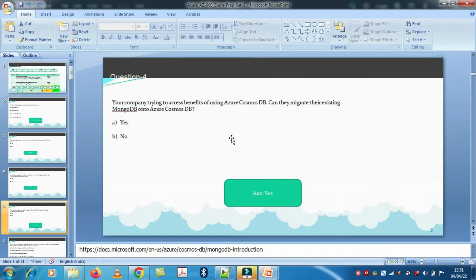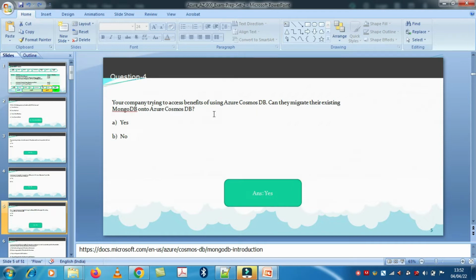Now moving to the next question: your company is trying to access the benefit of using Azure Cosmos DB. Can they migrate their existing MongoDB onto Azure Cosmos DB? Yes, absolutely you can migrate, because when you migrate MongoDB to Azure Cosmos, there are some APIs that will be there.